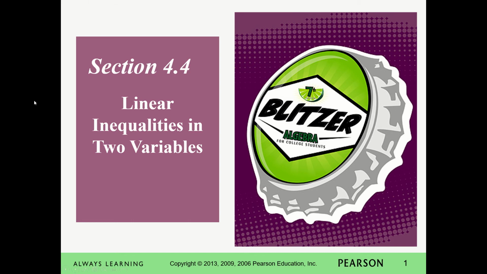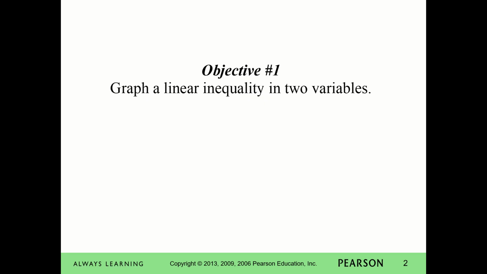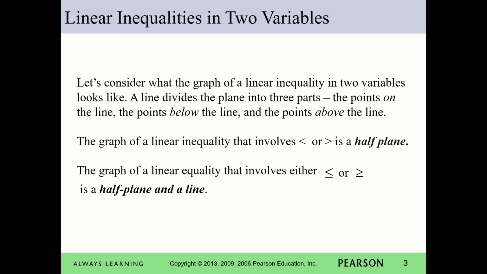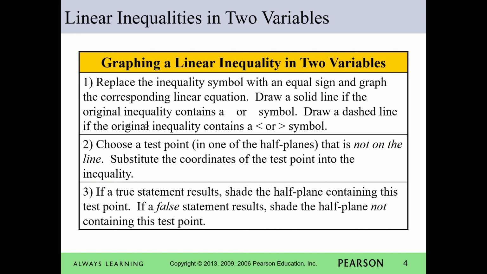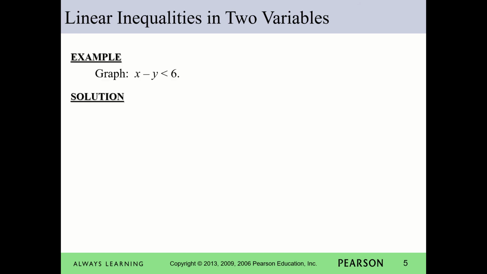So, all right, let's get started with linear inequalities in two variables. So the first thing we're going to do is graph some linear inequalities in two variables. Okay, so a line divides the plane into three parts: the part on the line, the part below the line, and the part above the line. And in the case of a linear inequality, you also have a half plane. So essentially what we're going to do is graph like normal, and then find out what parts are also in your answer.